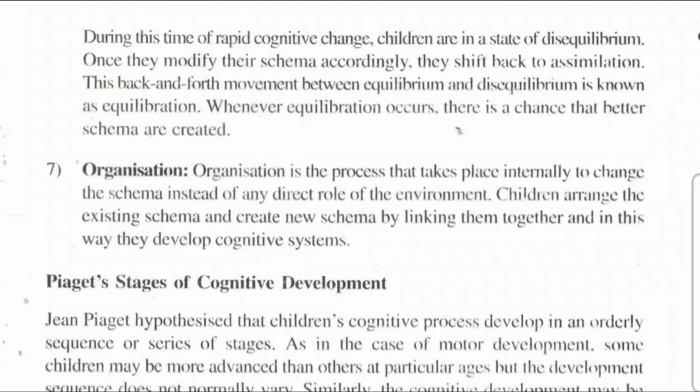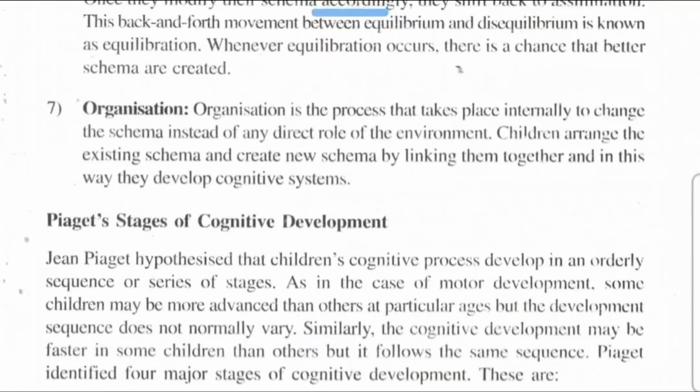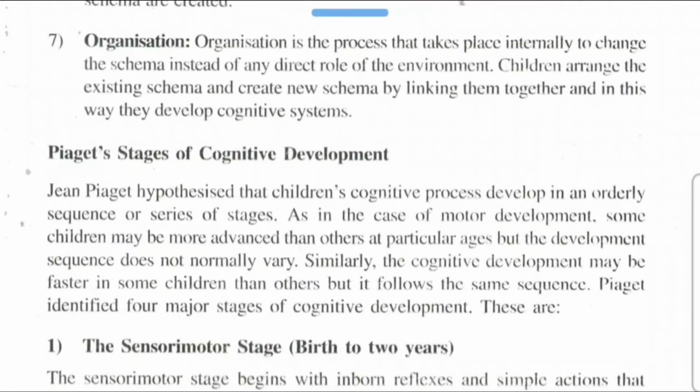7. Organization. Organization is the internal process through which schemas are rearranged and linked together without direct interaction with the environment. Children organize existing schemas and create new ones, developing more complex cognitive systems.